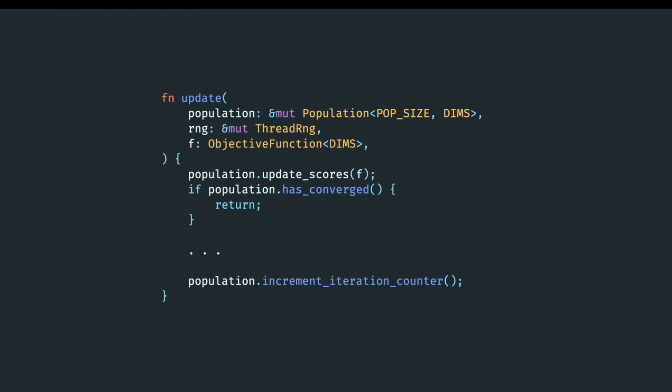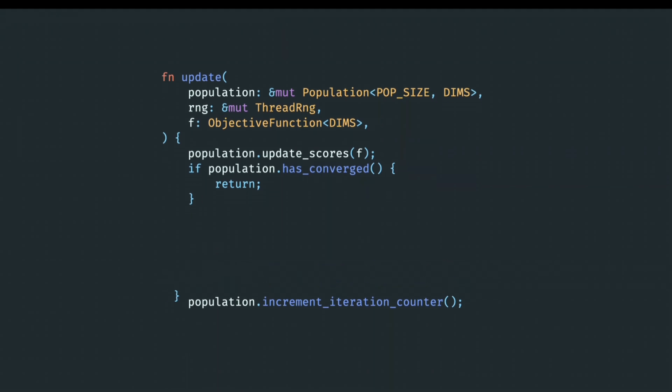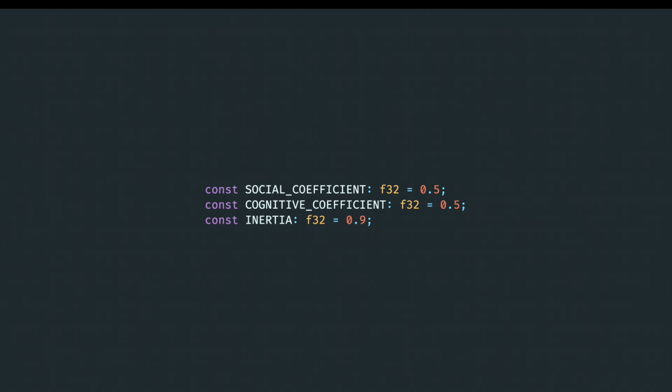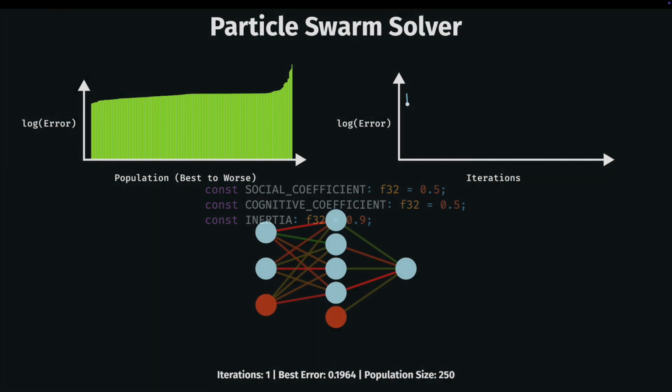Then the update function for the population solver trait follows as before, with the updating of scores and the convergence check. Then we update the local best positions for each particle, as well as the velocity and positions of each particle using 2 random numbers, R1 and R2. Finally, we increment the iteration counter. And these are the constants that are used in the particle swarm optimizer. The social coefficient and cognitive coefficients are both set to 0.5. And the inertia is set to 0.9.